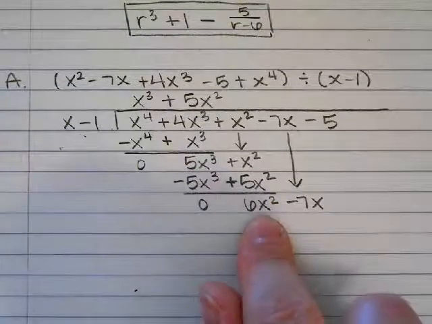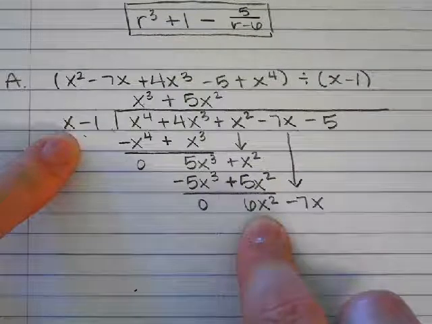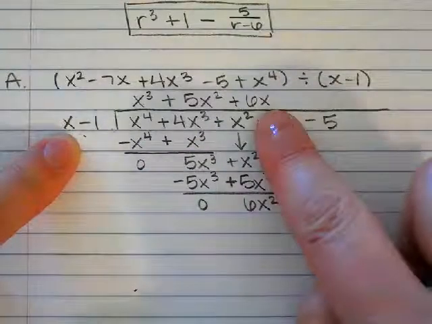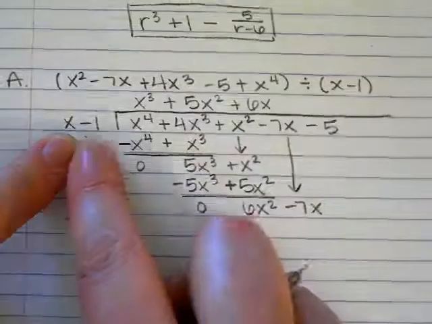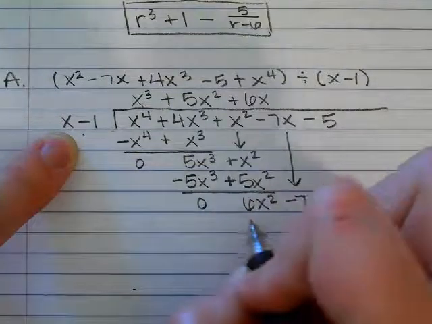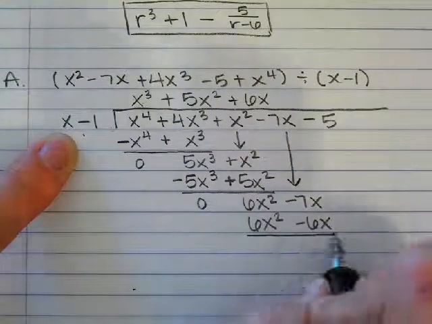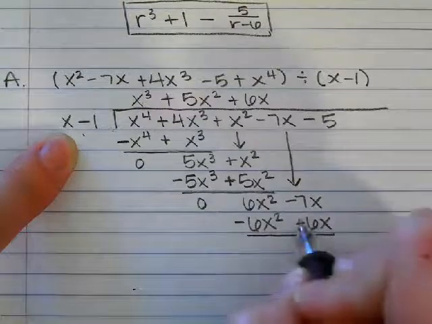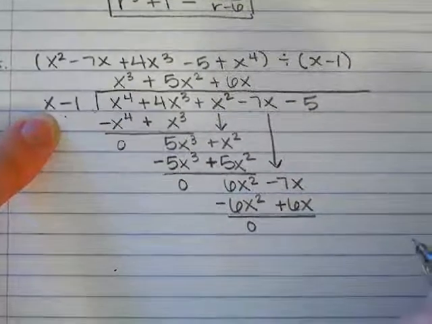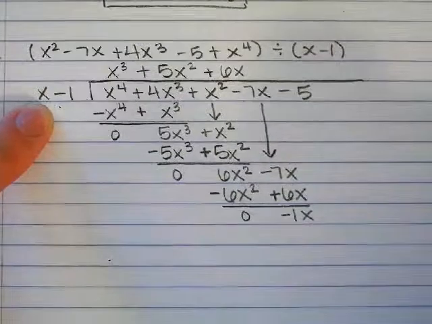So x times what is 6x squared? 6x. And then 6x times x minus 1, 6x squared minus 6x. We draw the line, change the sign, change the sign. Those give us 0. These give us negative 1x. Drop down the next term.